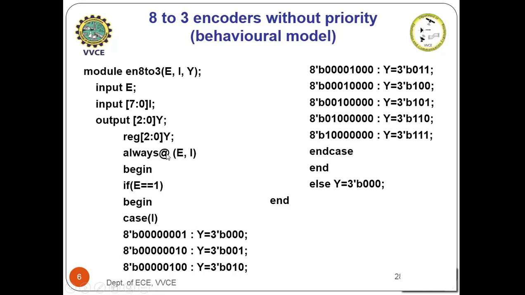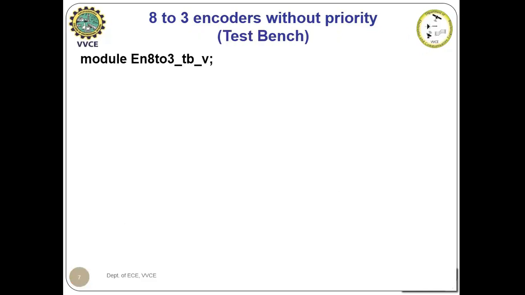If enable is equal to 0, your Y output will be 0, 0, 0. This end will end the if statement, and finally end module. Now this is the behavioral model of an 8:3 encoder without priority using case statement. Now moving on with the test bench of this.